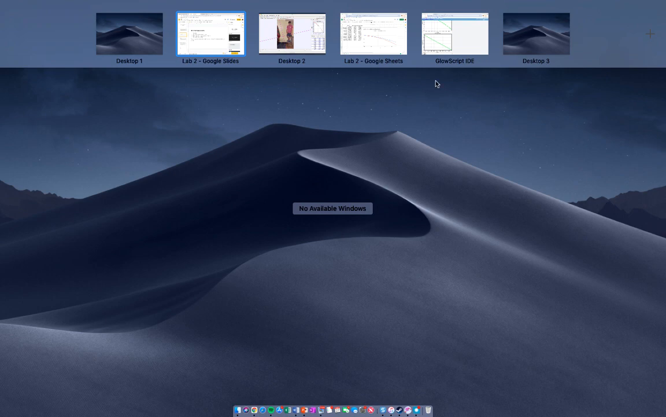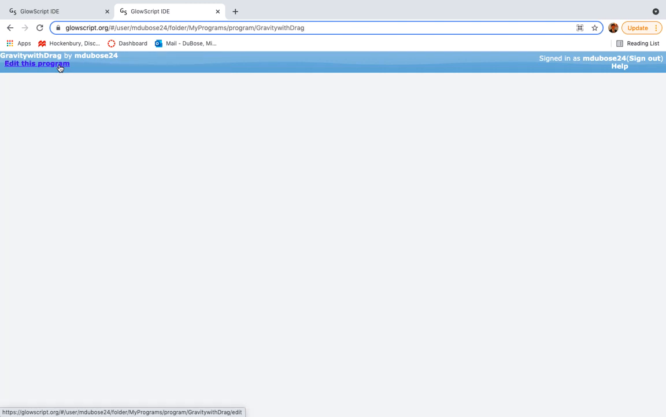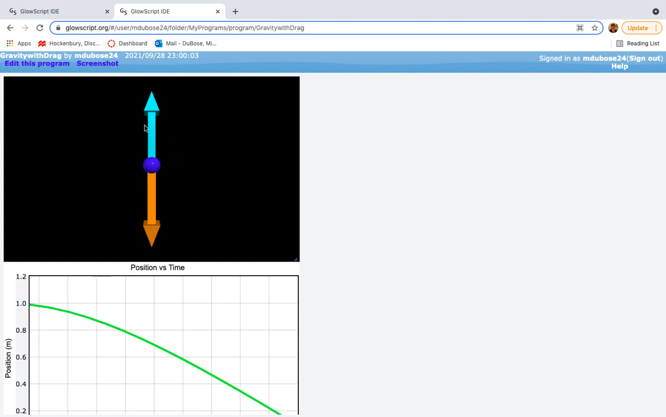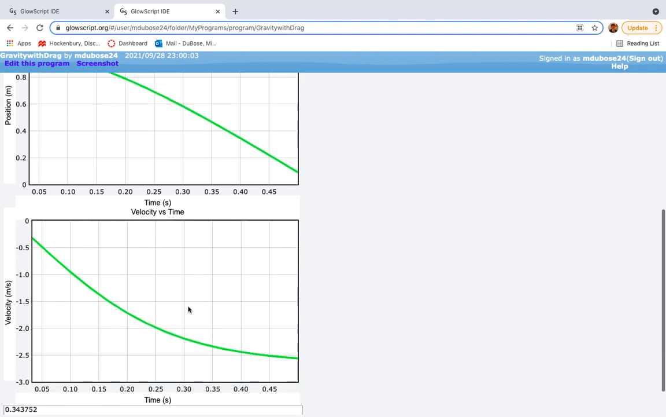And so here, as you go to our new revised GlowScript code, when you run the program, I've put arrows in here to show you that the forces of gravity and the forces of drag are equal in magnitude and opposite in direction. As you can see, the position versus time graph is curved at the beginning, but it gets less curved as you continue to go on closer towards the end. And that's because you are approaching a terminal velocity.